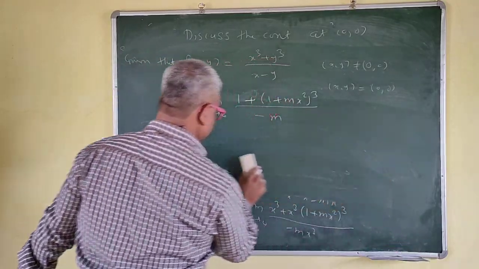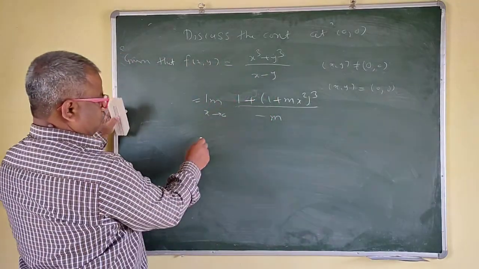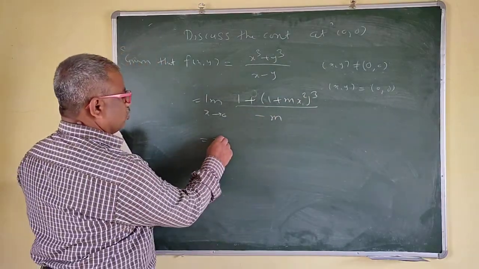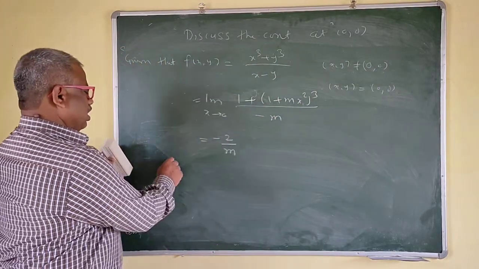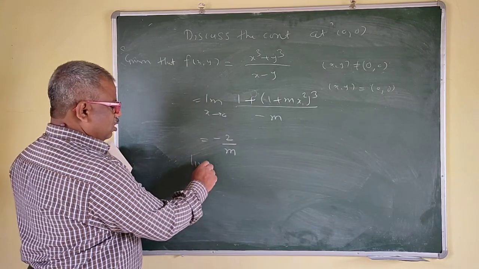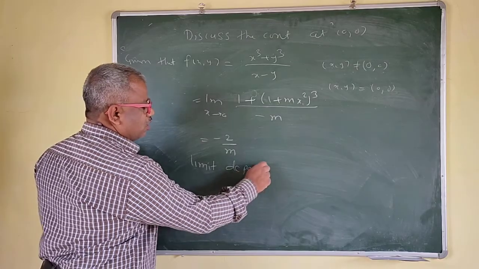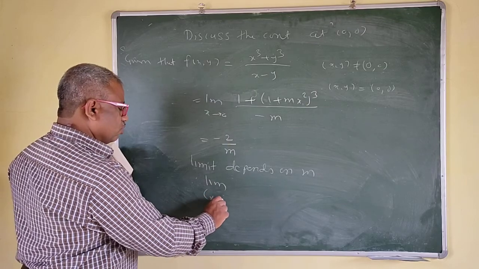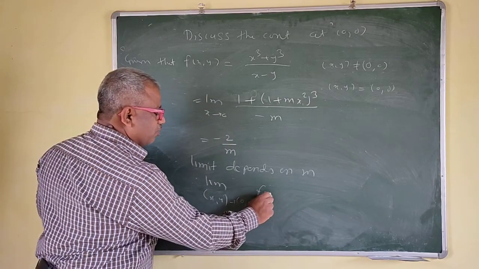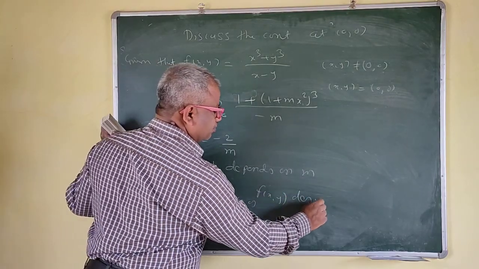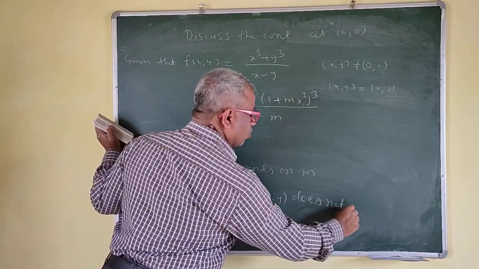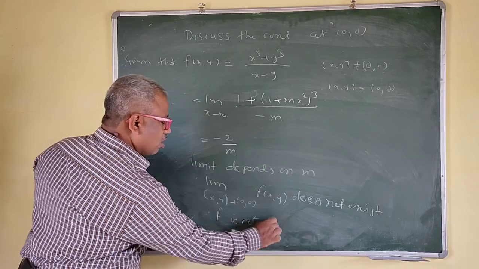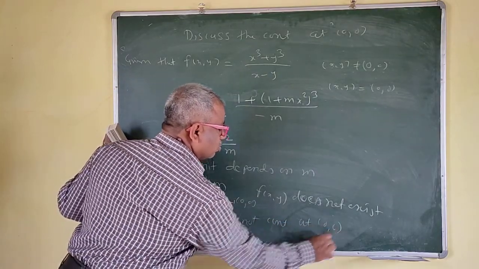Right? Now we'll put x is equal to 0 now. So if you put x is equal to 0, then this will be 0. 1 cube is 1. 1 plus 1 is this. So this is minus 2 by m. Therefore, limit depends on m. If limit depends on m, then limit does not exist. So limit xy tends to 0, 0 of f of xy does not exist. Therefore, f is not continuous at 0, 0.